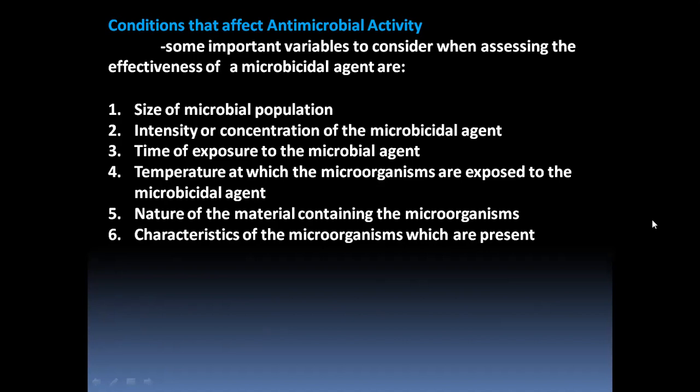Temperature at which microorganisms are exposed to microbicidal agent. So temperature is also an important factor. Nature of material containing the microorganism. So which type of material we are talking about on which the microbicidal agent is used. Characteristics of microorganisms which are present. What are their characteristics? They are resistant, they are non-resistant. So all these parameters like size of the population, concentration and intensity of microbicidal agent, time and temperature, then nature and characteristic of microorganism. These are important.